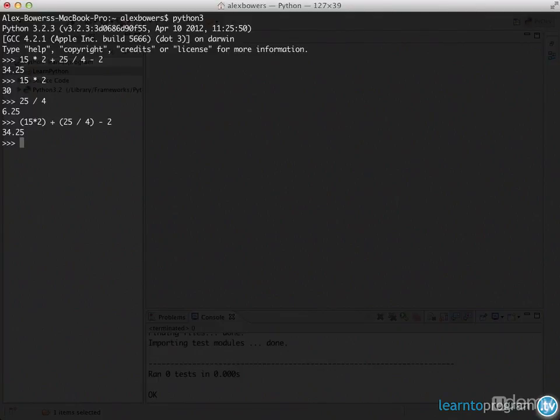And like I said, I can't emphasize how much it helps to have brackets around each part. You can have as many brackets as you like within Python. So you could have 15 times 2 plus, and then we'll do 25 divided by 4 minus 2. That would give you the exact same answer, and it might make things a bit easier for you to understand as well, with having that bracket.